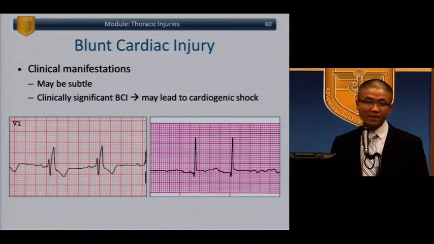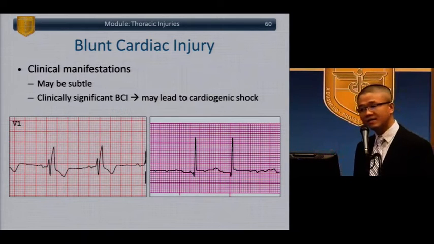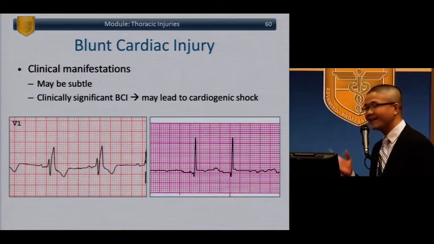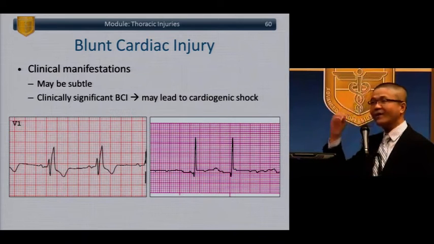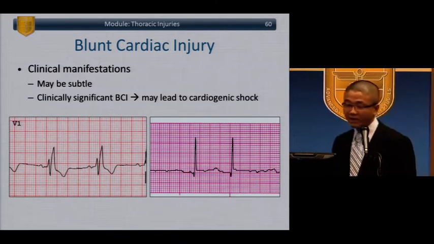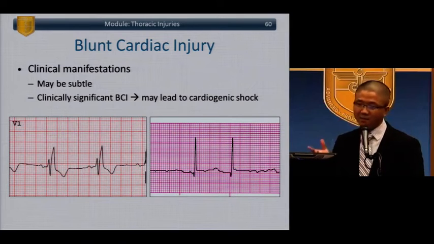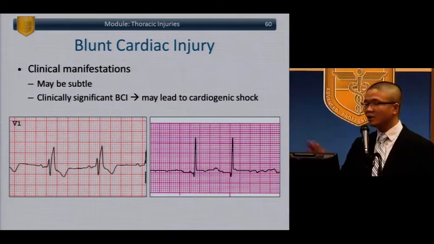Clinical manifestations may be very subtle. You're not necessarily going to see somebody who's dramatically hypotensive, right? And Beck's triad of listening for distant muffled heart sounds and distended jugular veins. By the way, I have never ever seen distended jugular veins, and I don't know why. Maybe it's just my practice. I've never seen it. But clinically significant blunt cardiac injury may lead to cardiogenic shock. So you should suspect that there may be blunt cardiac injury if the patient is in shock and you've ruled out all sorts of other bleeding, if you recall back to the initial discussion.